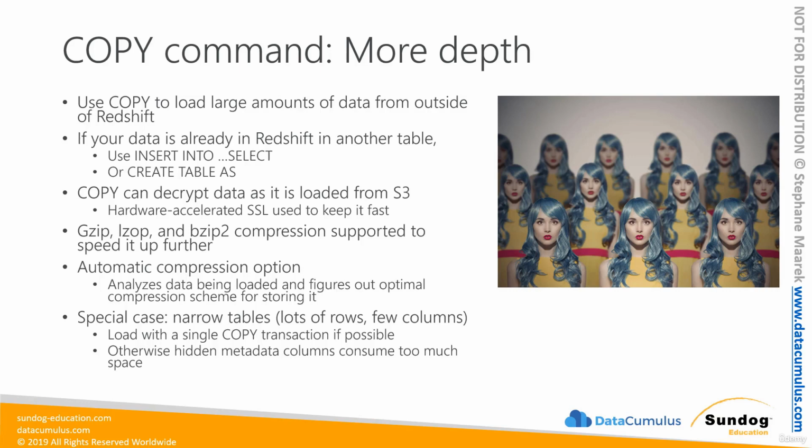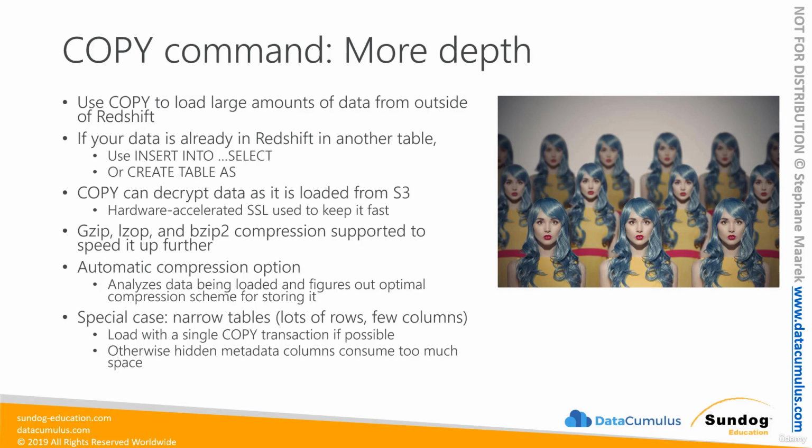So it supports gzip, LZOP, and bzip2 compression to speed up those data transfers even further when you're using a copy command. Another neat feature of the copy command is automatic compression. This is an option that will analyze the data that's being loaded and automatically figure out the optimal compression scheme for storing it. So if you have data that can compress very well, automatic compression can figure out how do I store this data efficiently. That is used to optimize the usage of your actual storage on your cluster.